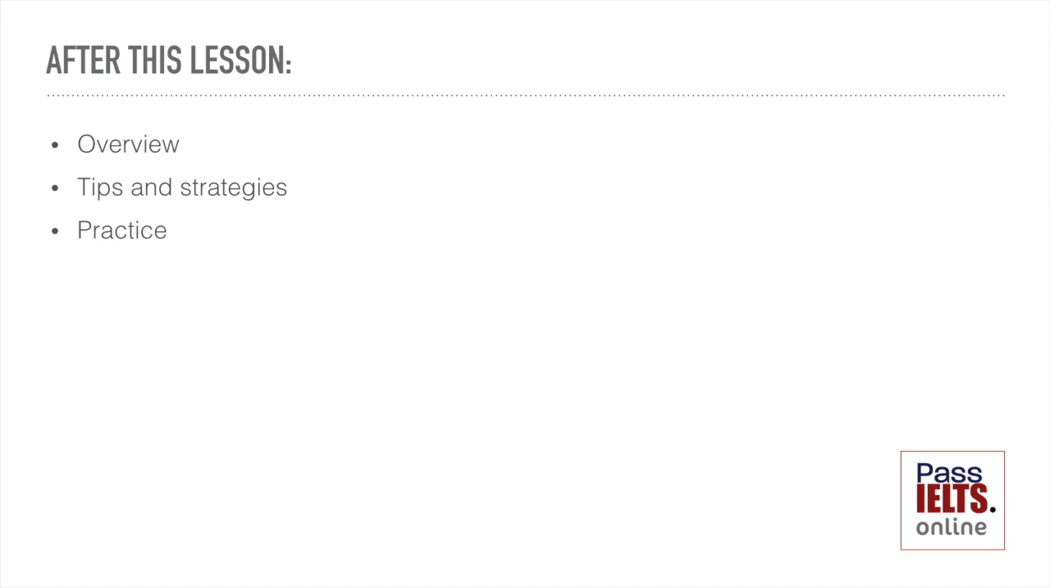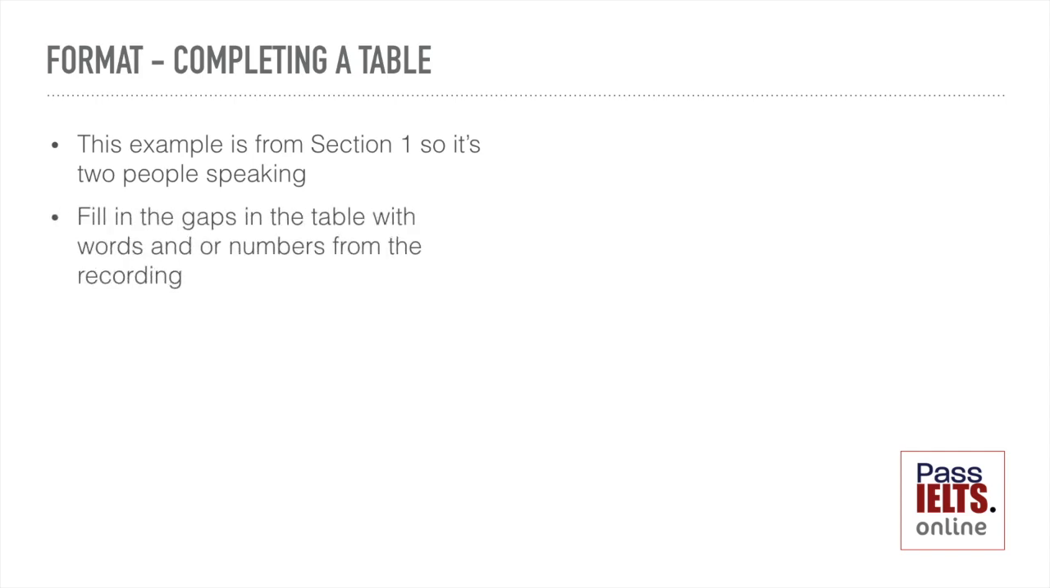The question type here is completing a table. In this example, it's a section 1, so 2 people talking, for example, making arrangements or a booking. You have to fill in the gaps in the table with words from the recording, and the answers are in order. Answers are either words and or numbers, and you should note.